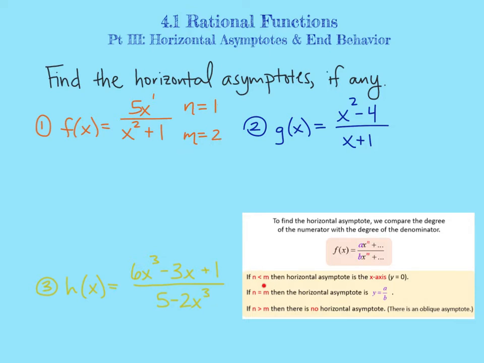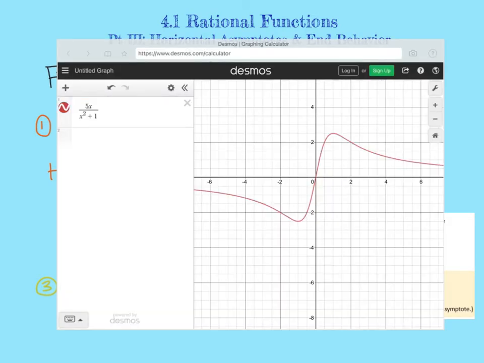So we actually have that n is less than m. We have the first scenario here. The horizontal asymptote is the x-axis, which is the line y equals 0. So our horizontal asymptote is the line y equals 0. Let's take a look on the graph and make sure that that is the case. This is a really fun looking graph. I am enjoying it quite a bit.